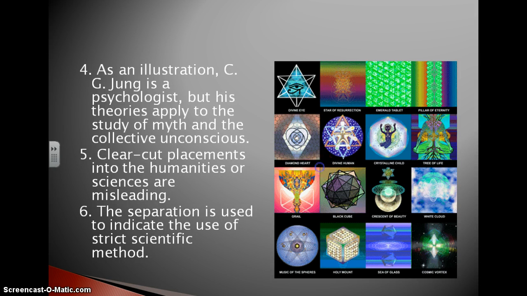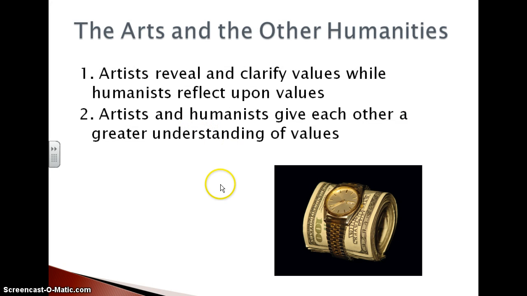All right, the arts and the other humanities, just kind of an overview. This is page 401. Artists, just to distinguish between them, which is what our focus really has been, humanities through the arts, focusing on art, they reveal and clarify values, where our humanists, our philosophers, our theologians, our historians reflect back upon those. But they do inform each other. They both help each other have a greater understanding of values.